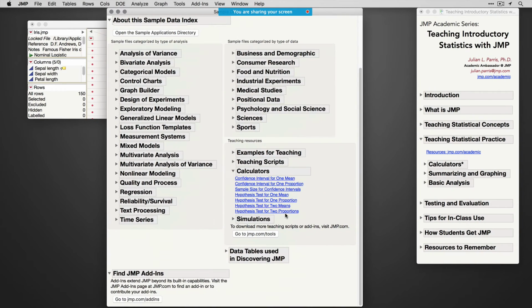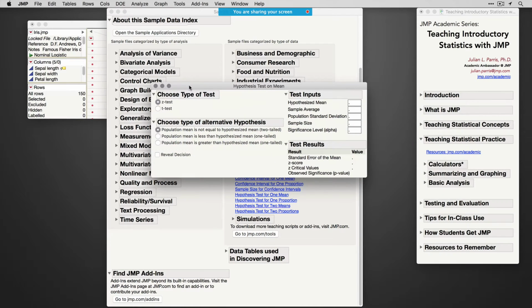These are for when you're teaching from summary statistics and you want a student to, let's say, calculate a hypothesis test for one mean, and they only have summary data. The value of these little calculators is they can put in their hypothesized values and their observed values, and it'll calculate, let's say, the z-test or the t-test for them.